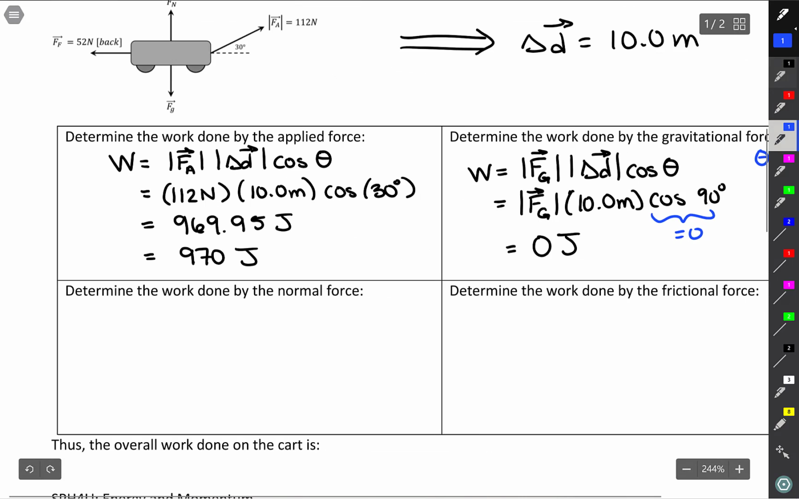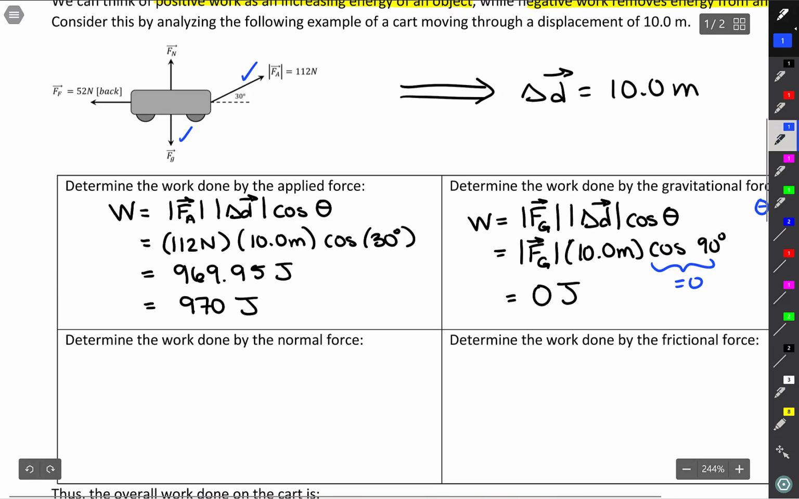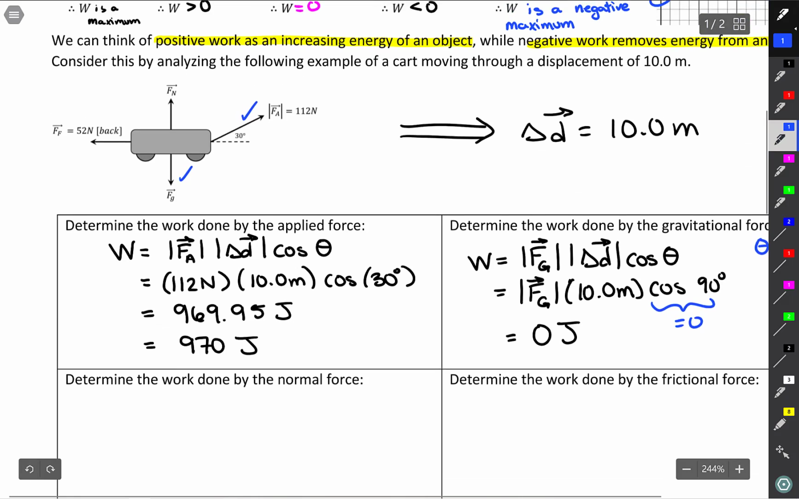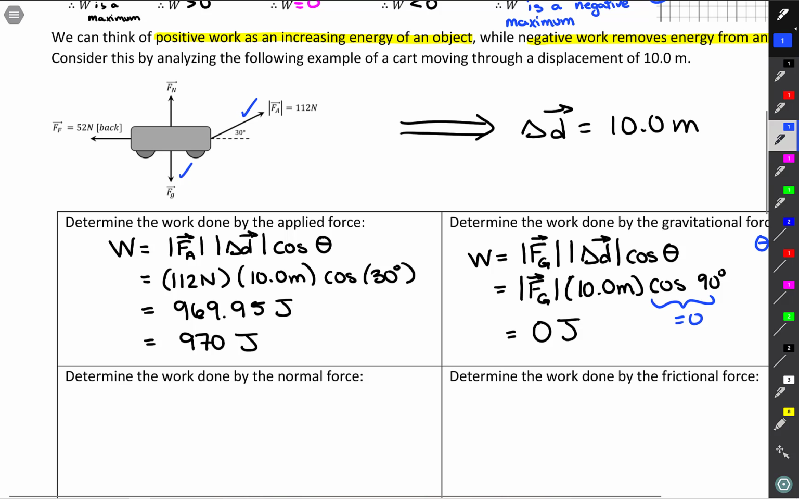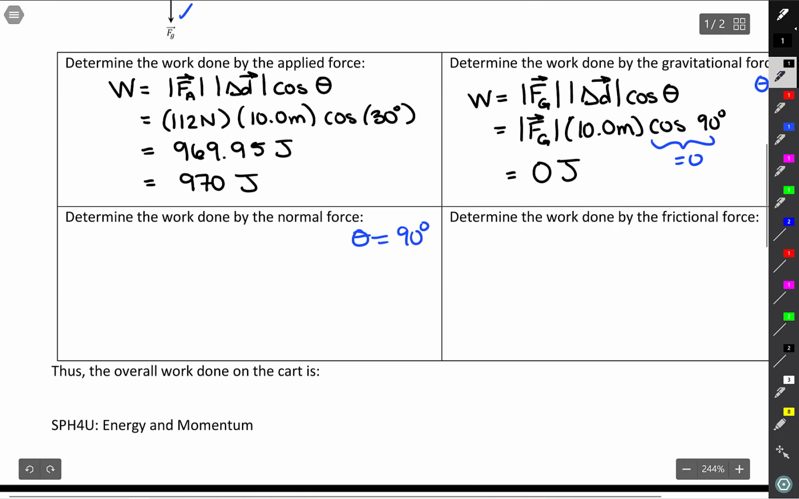Let's go down and talk about the normal force then. We've talked about the applied force, we've talked about the gravitational force. Let's talk about the normal force, this one up here. Again, if we think about the box, it's moving towards the right. The normal force is acting upwards on our page right now. So the angle, again, theta, is going to be 90 degrees. Same argument that we made before, we could go through it really quickly.